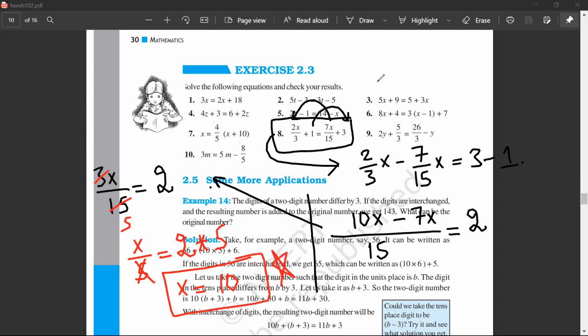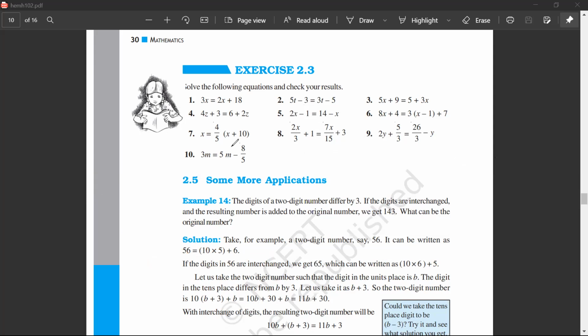Again, this video will also be uploaded by today evening. And what I'll suggest is that before the next class, you should solve all these questions again and send me the scan. Satya, have you understood?